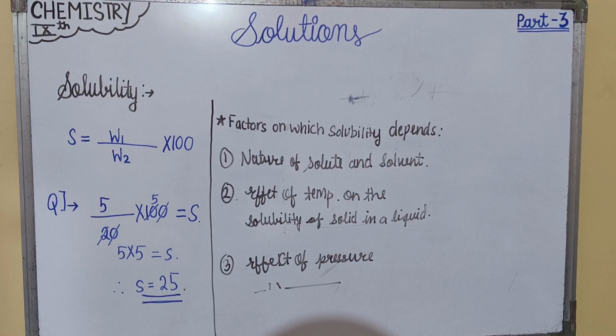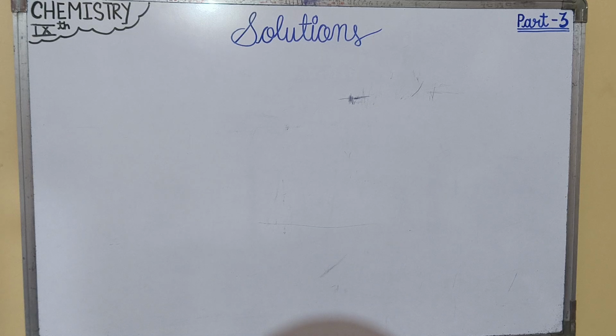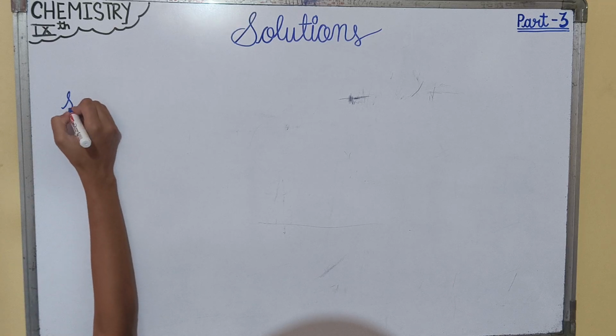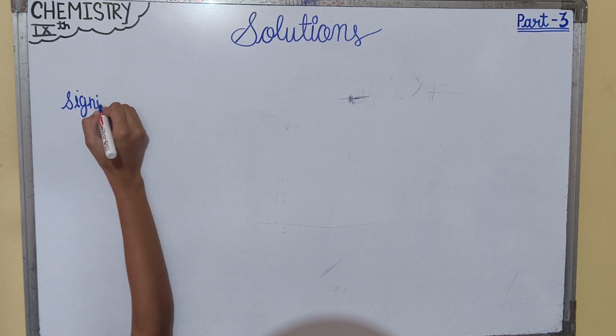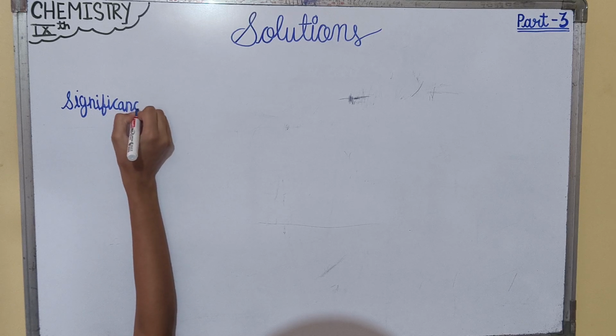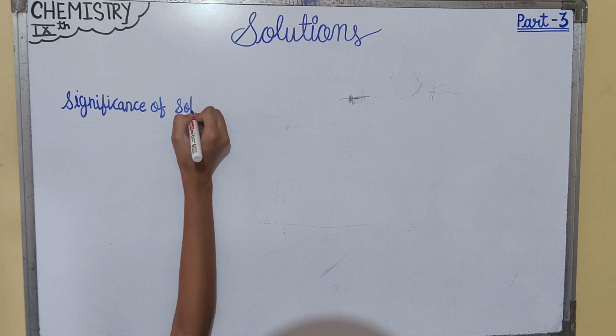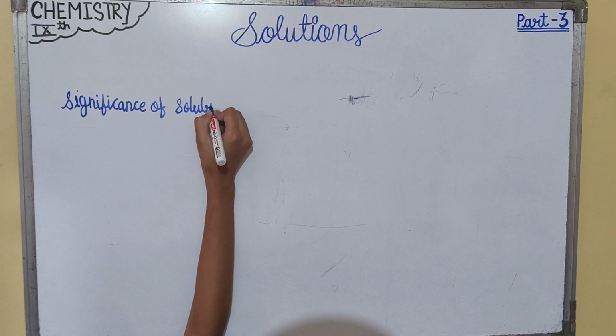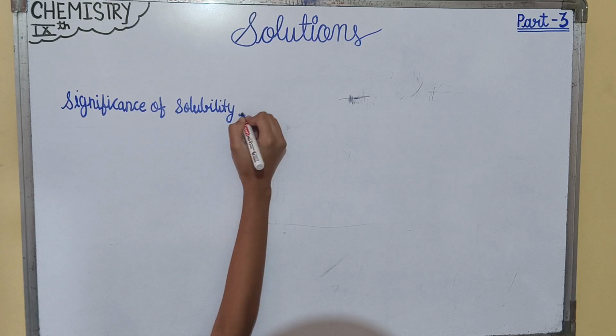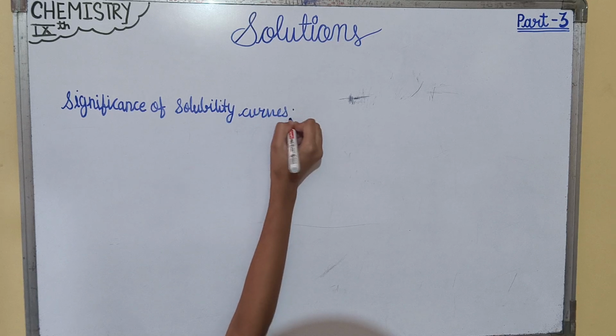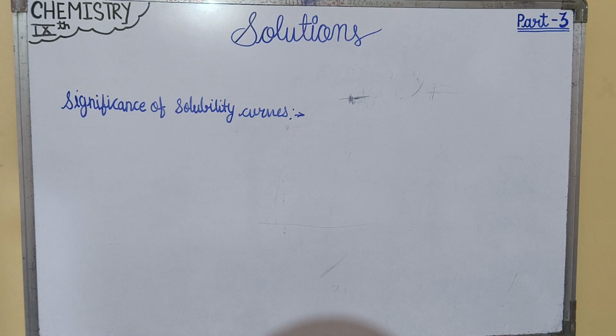Next point is significance of solubility curves. Plotting solubility against temperature on a graph paper. Such graph is commonly known as solubility curve.